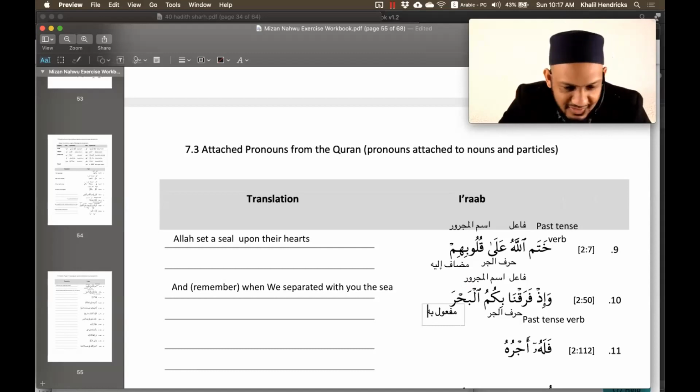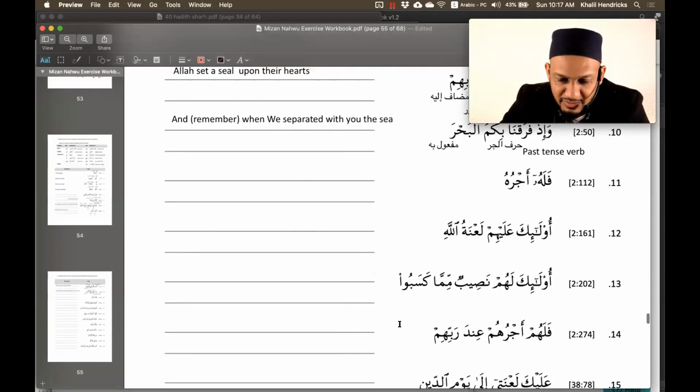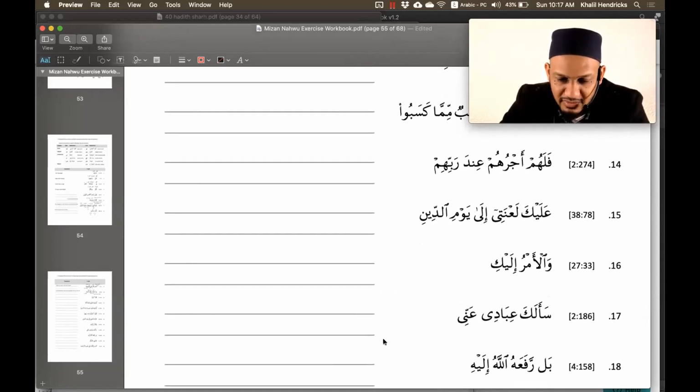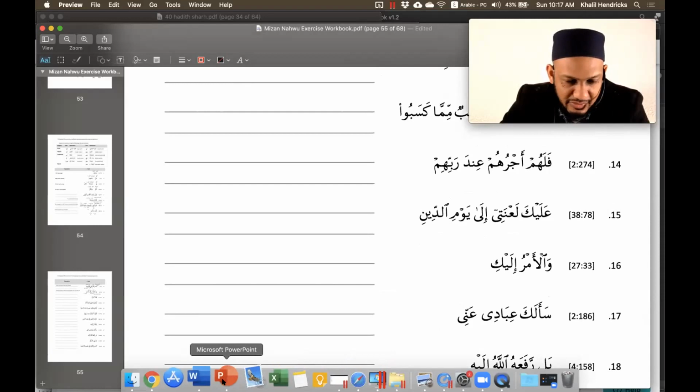Brother Irshad, bismillah. Maulana, if time permits, can we please go over number 16? It had me very confused. Okay, I'll just do number 16 quickly, and then we will stop there, inshallah. So number 16, wal amru ilayki.